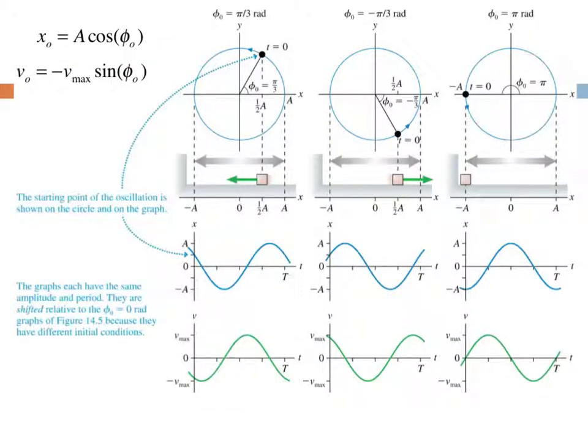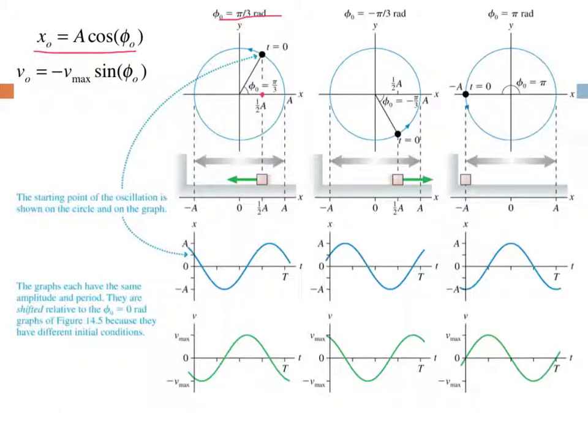Now let's look at a couple of examples. In this first example, what I want to emphasize is solving for our initial position. Here, our phi naught is equal to pi over 3. So if I put in the cosine of pi over 3, I get 1/2. So our initial position is 1/2 A, half of our maximum amplitude.